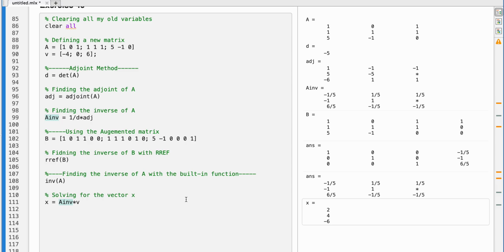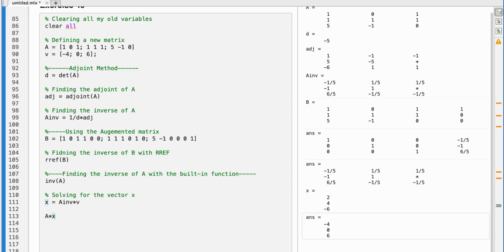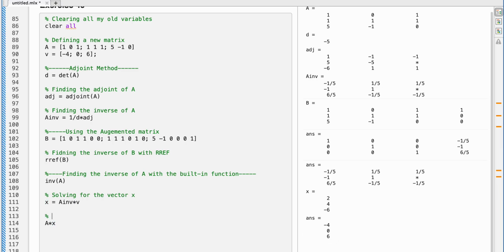Now to verify that that's our answer, what we could do is see if I multiply A times my vector x, do I get my vector v? Well, what was our vector v? -4, 0, and 6, and we do indeed get that. So we know that that is the correct answer. So this one would be the verifying the answer step.